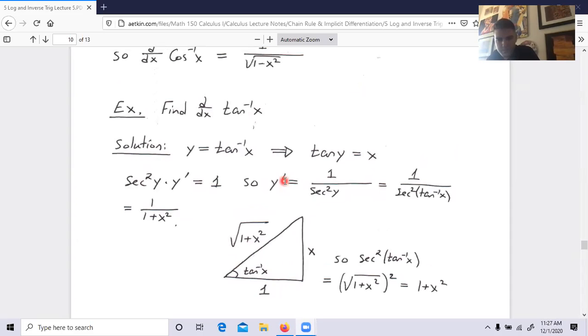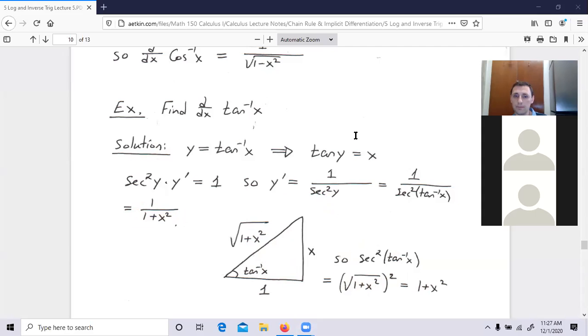Clear? And so secant of tangent inverse is root of 1 plus x squared. Secant is hypotenuse divided by adjacent. Yes? Hypotenuse over adjacent is secant. And if I square it, it will be root of 1 plus x squared, squared, which is 1 plus x squared. So secant squared of y can be simplified to 1 plus x squared. We get 1 over 1 plus x squared. It's very simple.